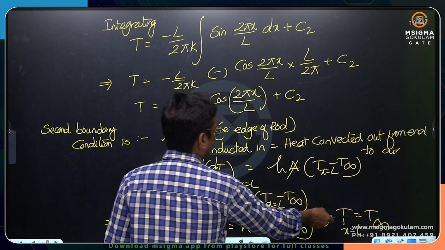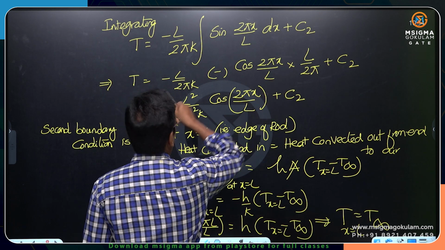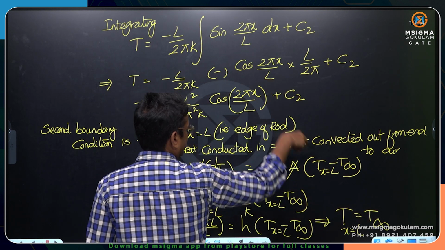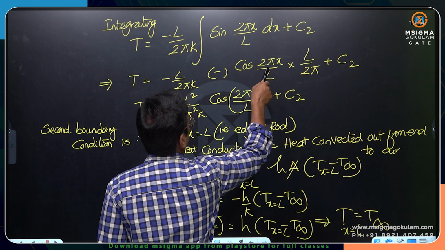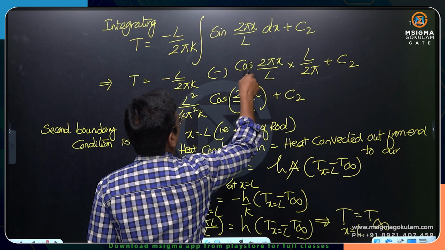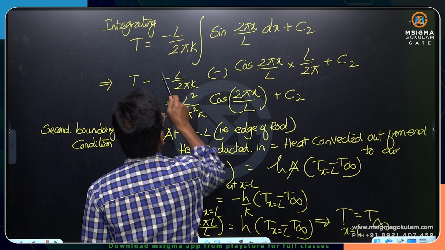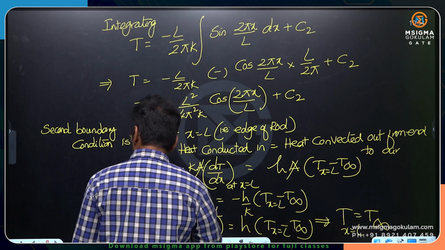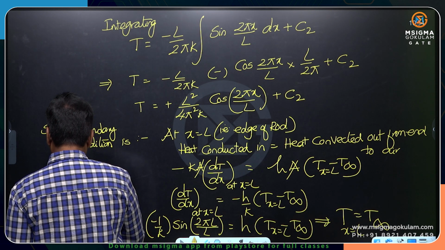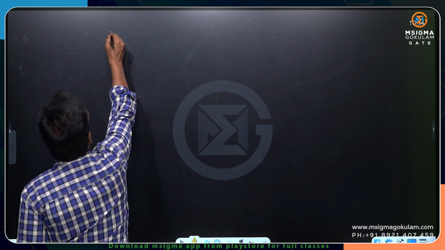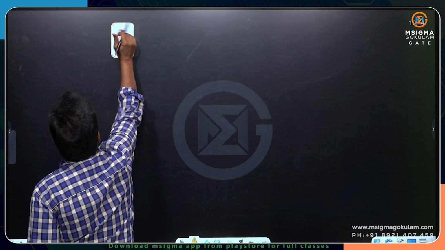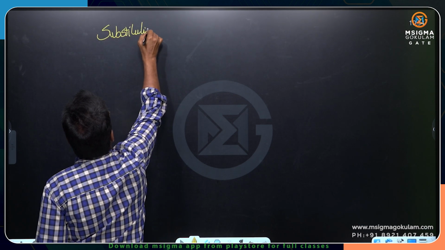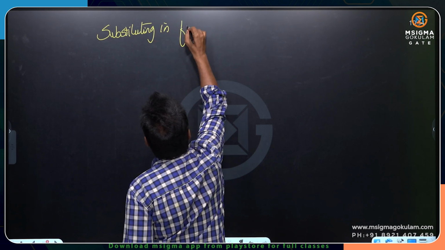If you substitute that here, temperature at x is equal to L is T infinity. That means you have to keep the L here, so all this will become 1 there. Cos 0 is 1. So we get the temperature at x is equal to L has become T infinity. Therefore, substituting in the function of T.